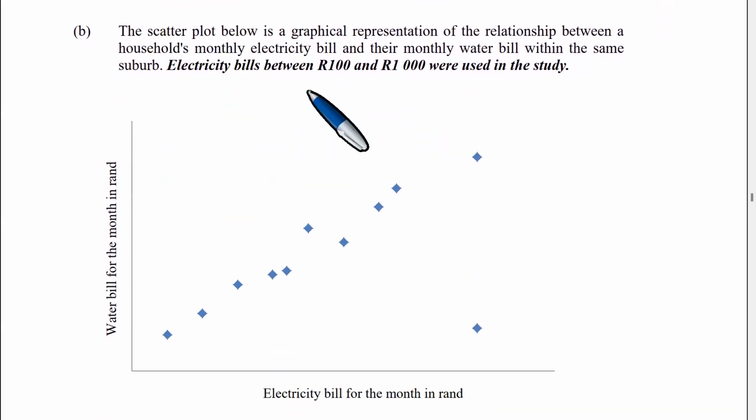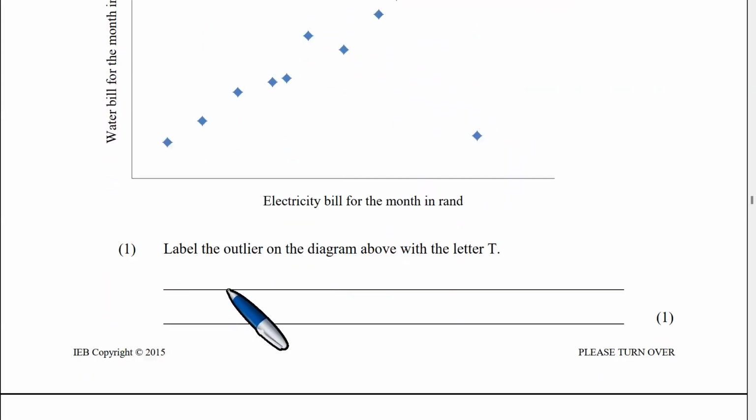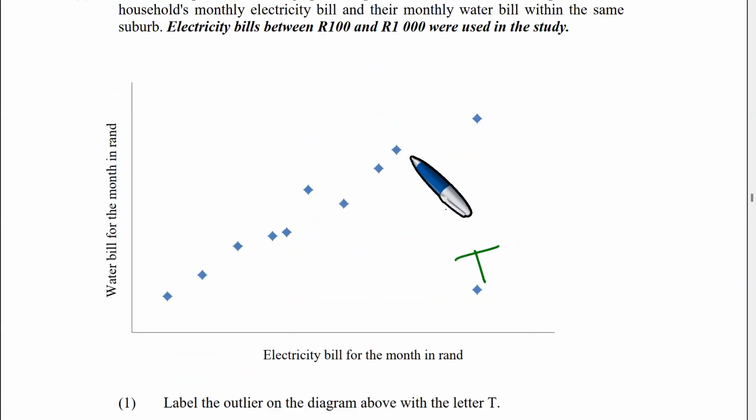The scatter plot below is a graphical representation of the relationship between a household's monthly electricity bill and their monthly water bill within the same suburb. Electricity bills between 100 and 1,000 were used in the study. Label the outlier in the diagram and call it T. We're going to quickly go through this because I know we went through this. So we've labeled the outlier. There are no other quite clear outliers there.